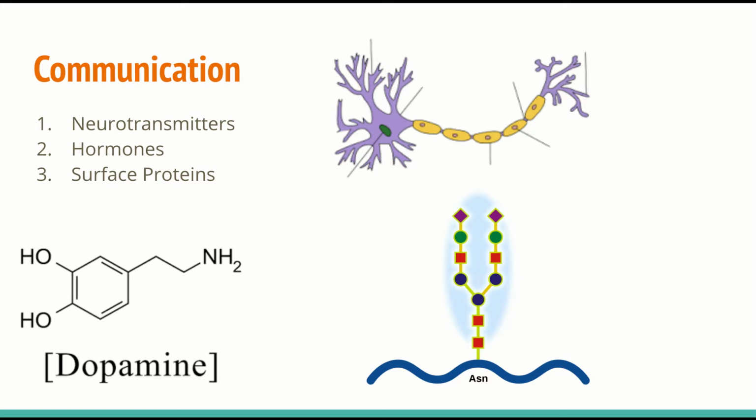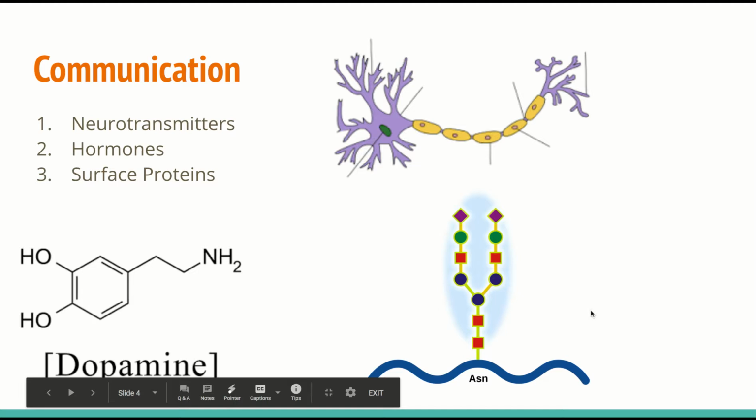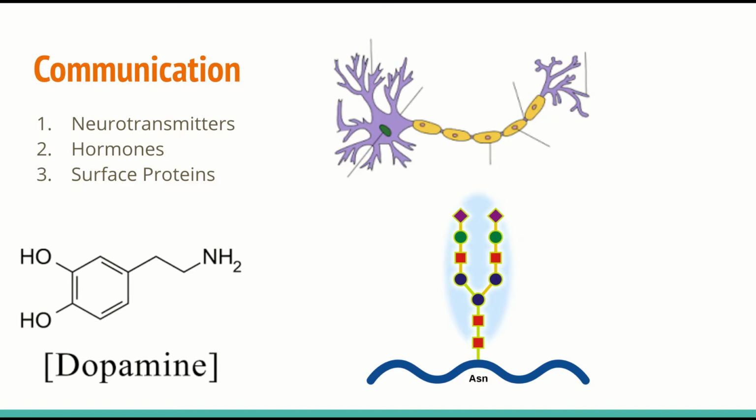Glands communicate with cells by releasing hormones. Hormones are released into the bloodstream and take a little longer to reach the target cell. Both of these communication methods are monitored by surface proteins. One example is shown here. These proteins remain on the outside of the cell and bind to molecules to induce a change within the cell.